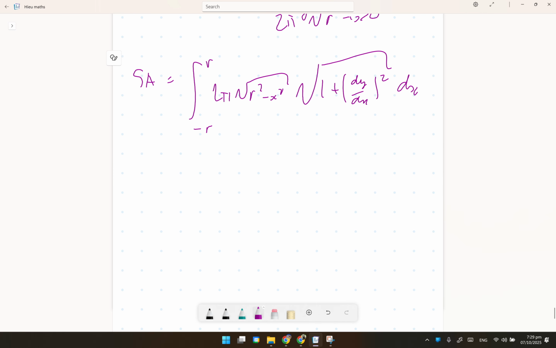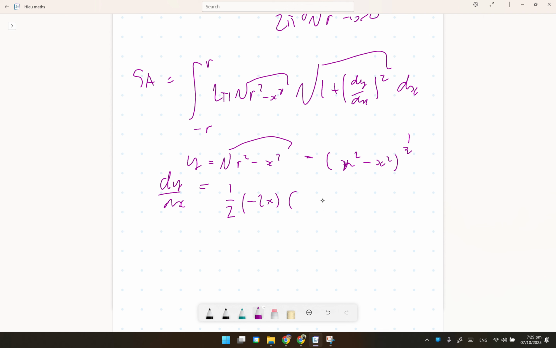Okay, so now let's find dy over dx. Let's say y is equal to the square root of r squared minus x squared. Then dy over dx is simply, let's rewrite this in terms of the power rule, (r squared minus x squared) to the power of 1/2. So it's the power of 1/2 multiplied by the derivative within the bracket. r squared is just a constant, that turns to 0, minus x squared turns into minus 2x. And r squared minus x squared to the power of minus 1/2, decreasing the power by 1.